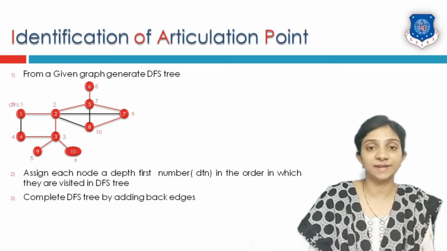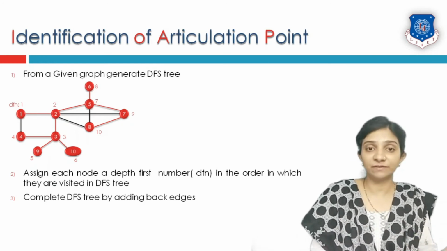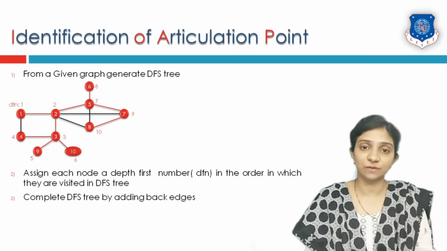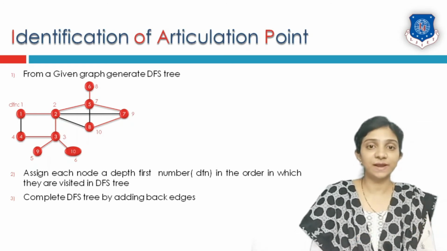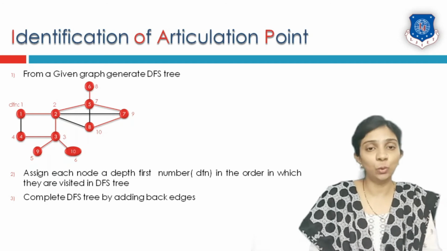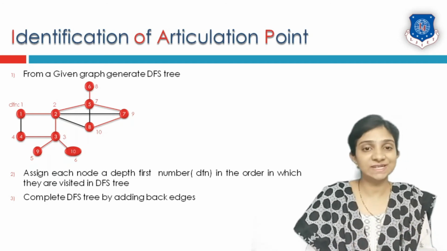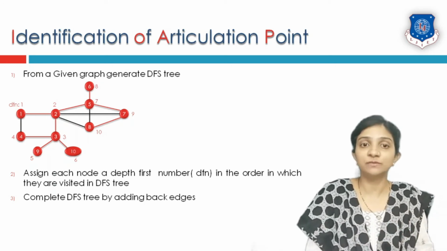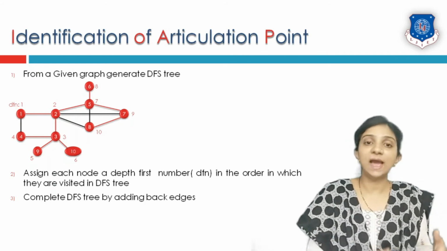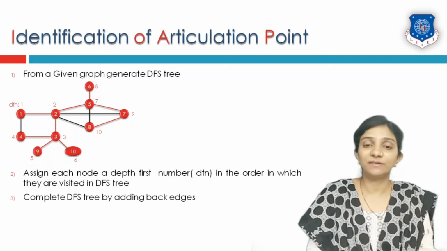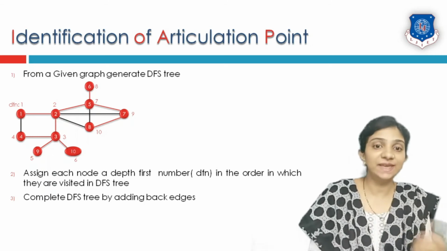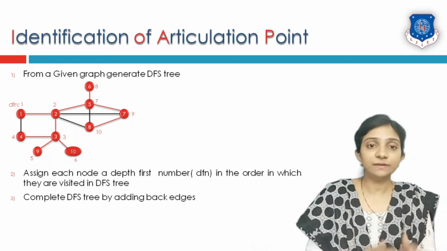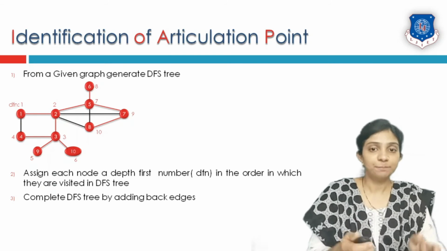Now from vertex number 8, are there any adjacents which are left unvisited? No, we will go back. Vertex number 7, are there any unvisited adjacents? No, we will go back. Vertex number 5, are there any unvisited adjacents? No. Vertex number 2, are there any unvisited adjacents? No, we will again go back. Vertex number 1, are there any nodes which are left unvisited? No. So we have completed the depth first search, or depth first traversal, of the tree and given each node its depth first number. Now after this particular step, we have to add back edges.